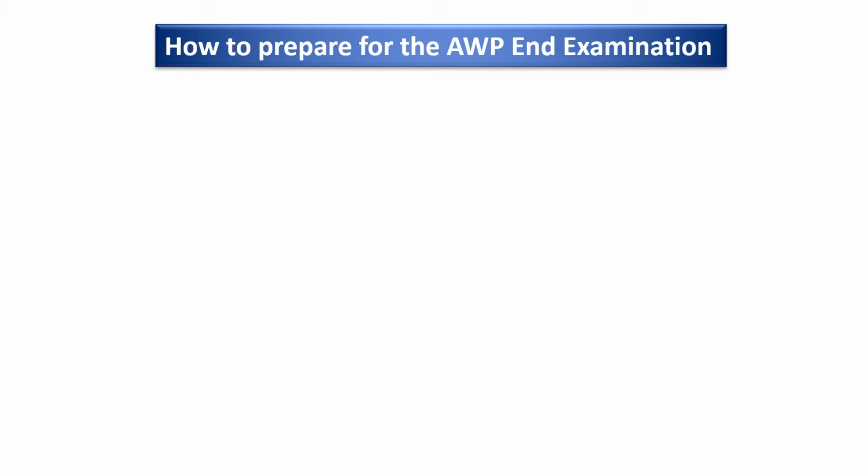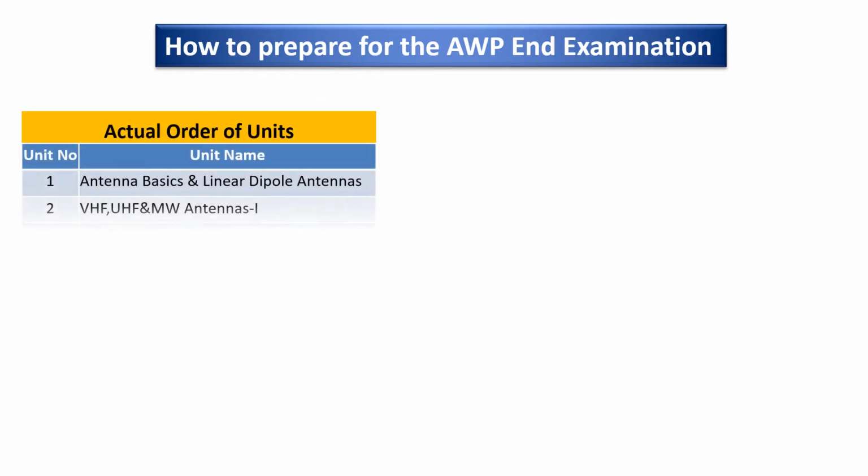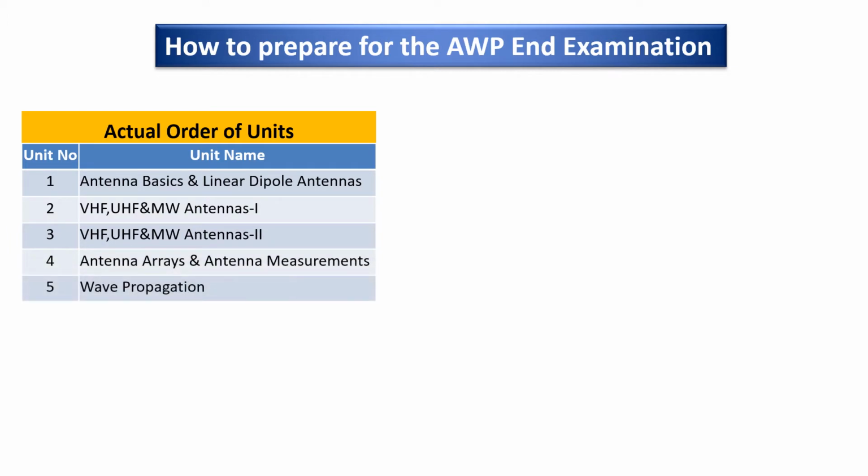In order to see how to prepare for the AWP End Examination, first we will see what the 5 units are as per our syllabus. The 5 units in our Antennas and Wave Propagation course are: the first unit, antenna basics and linear dipole antennas. Second, VHF, UHF and microwave antennas part 1. Third, VHF, UHF and microwave antennas part 2. Fourth, antenna arrays and antenna measurements. And the last one is wave propagation.